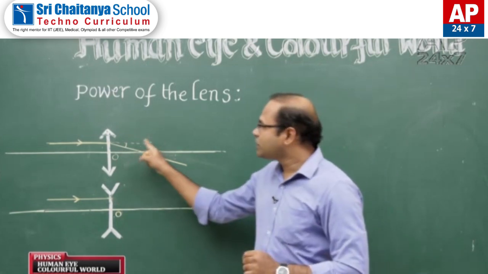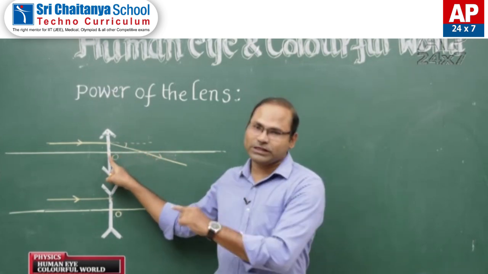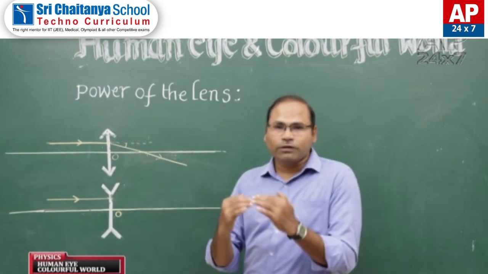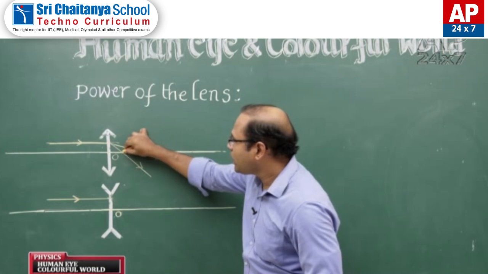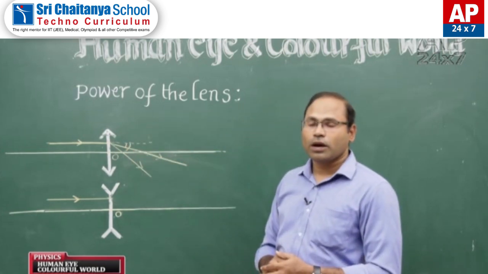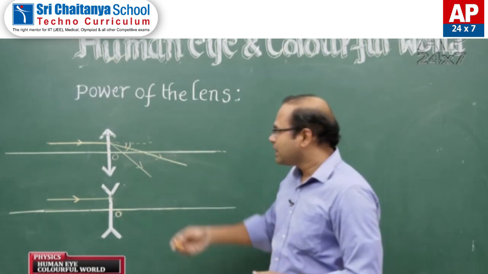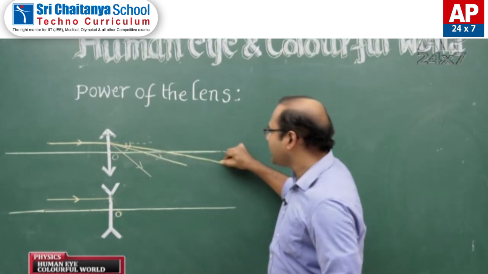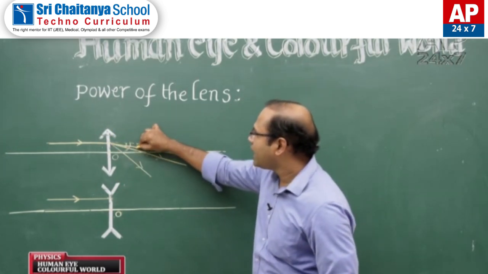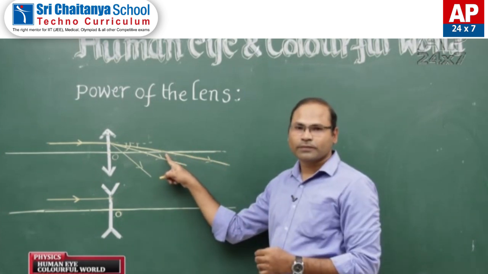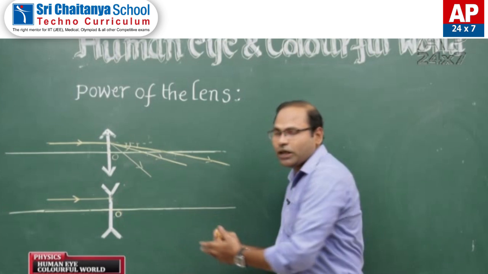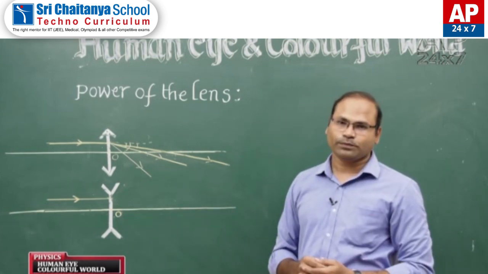That degree of convergence depends on the power of the lens. If the power of the lens is more, then the degree of convergence will be more, and if the power is less, then the degree of convergence will be less and the light ray will intersect the principal axis somewhere far from the lens. The same can be applied here for the concave lens also.